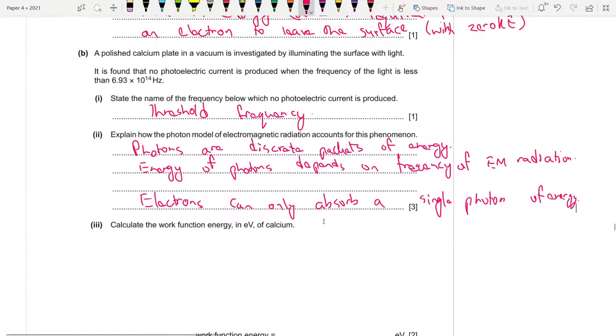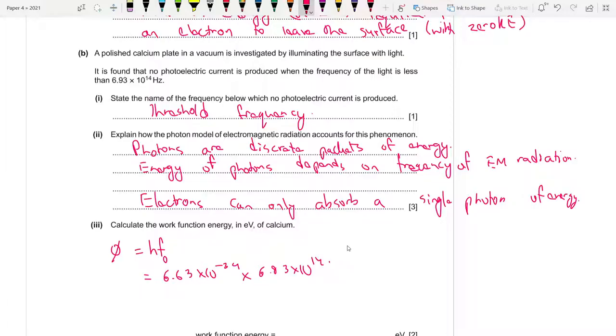Calculate the work function energy of calcium. The work function is denoted by phi. It's actually equal to h f naught because there's no Ke, right? So the value will be 6.63 × 10^-34, this is from the booklet, times 6.93 × 10^14. We're going to get an answer in joules, 4.59 × 10^-19 joules.